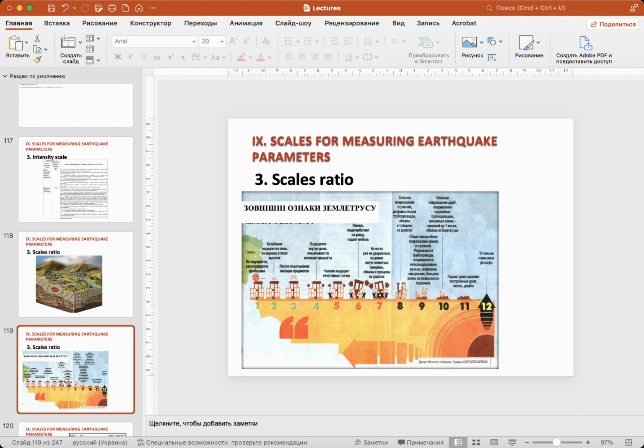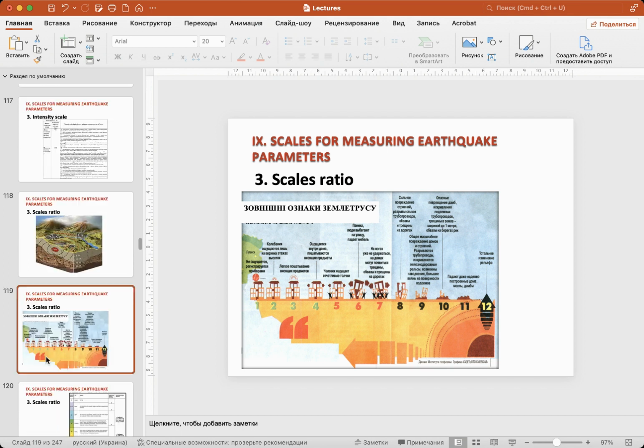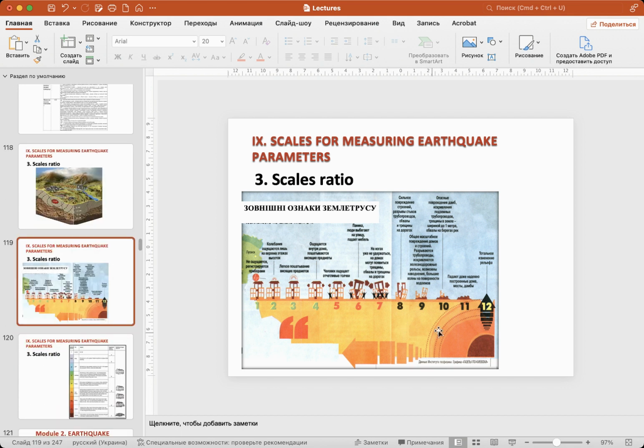So that is why one earthquake has only one magnitude, but it can produce all 12 intensities, depending on the distance from the source of an earthquake.